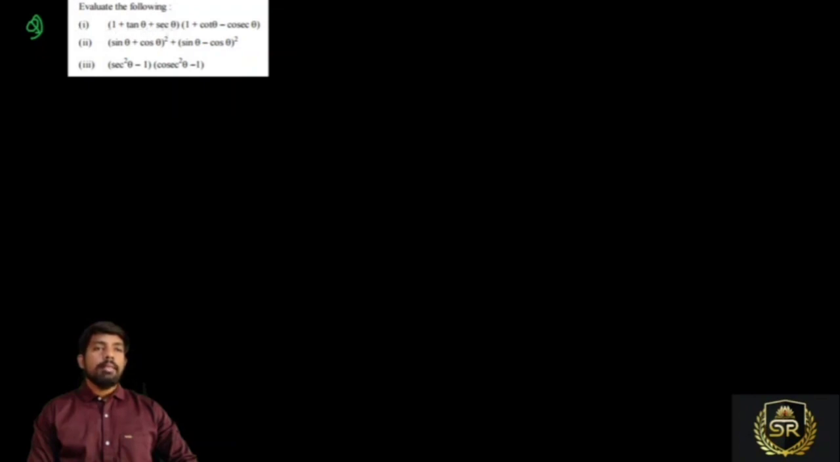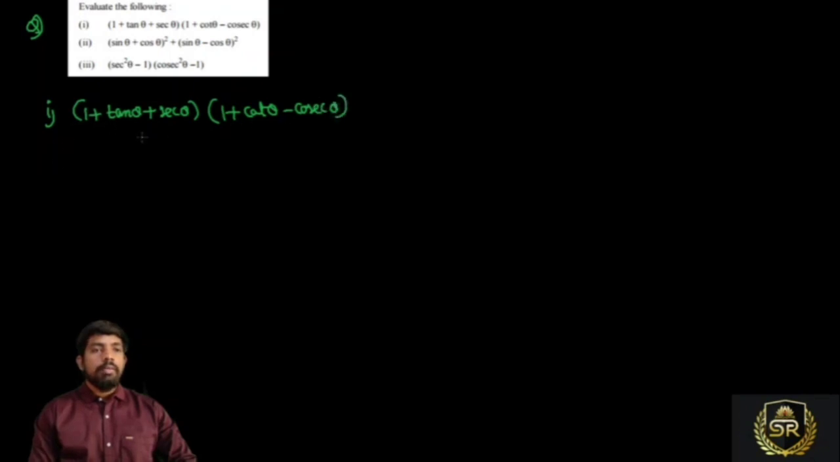1 plus tan theta plus secant theta into 1 plus cot theta minus cosecant theta. This is the first question. What is given? 1 plus tan theta plus secant theta into 1 plus cot theta minus cosecant theta.